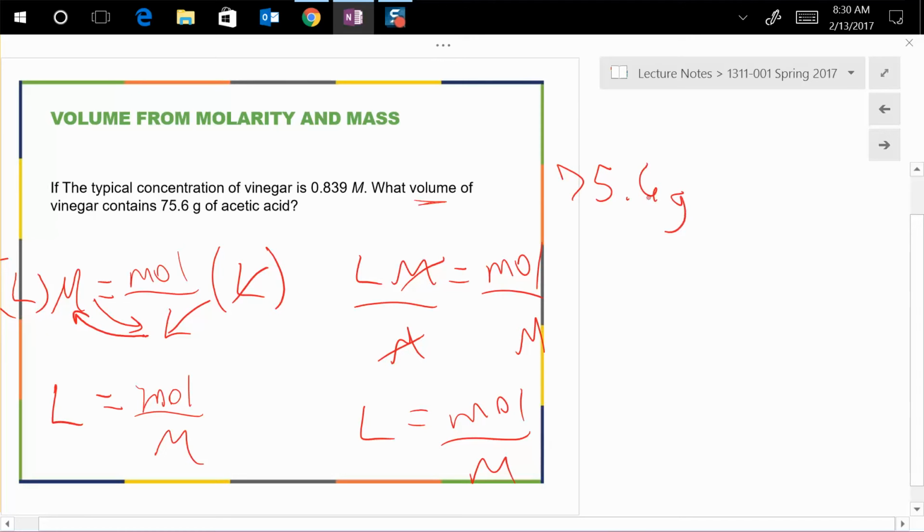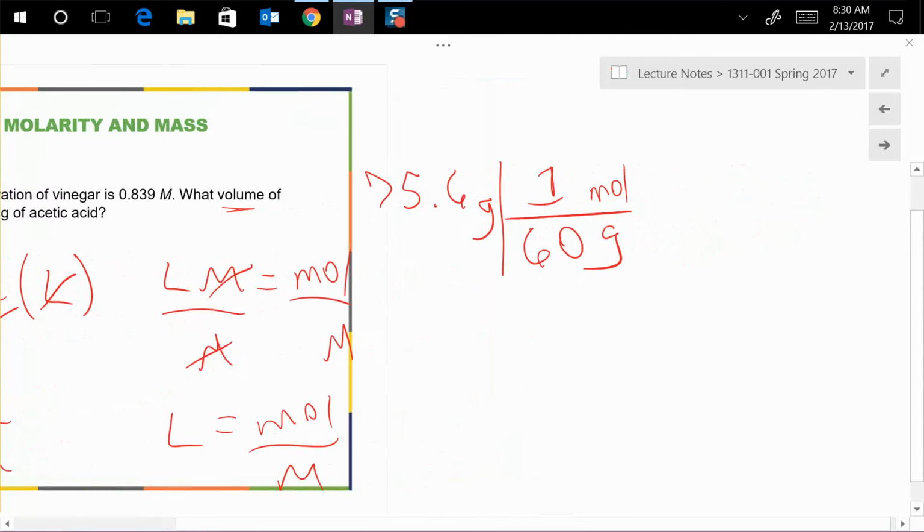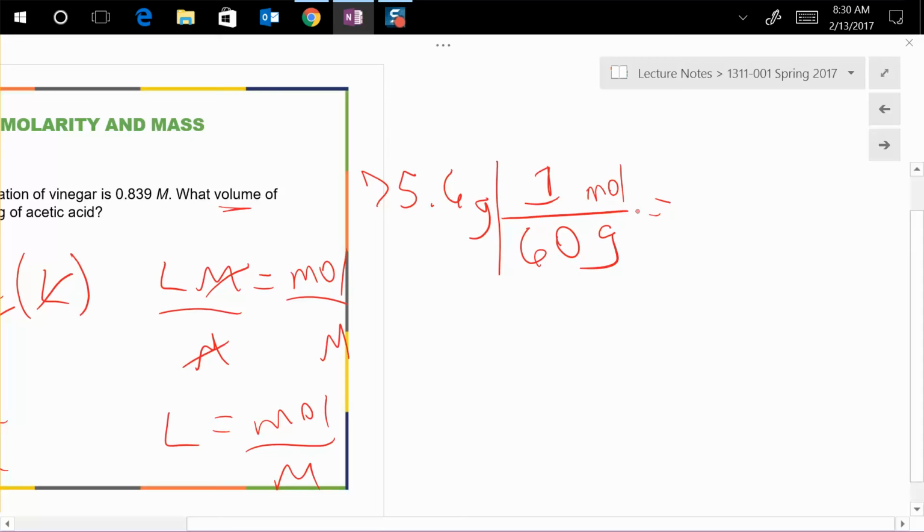75.6 grams of acetic acid converted to the moles of acetic acid from the grams of acetic acid. We figured out the mass of acetic acid earlier. It was 60 grams per mole, right? So 60 grams for every 1 mole. 75.6 divided by 60, what do we find? 1.26. Thank you.